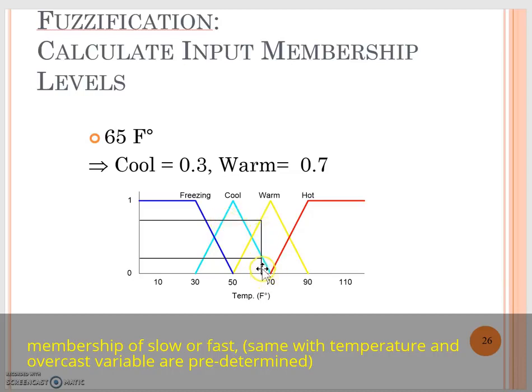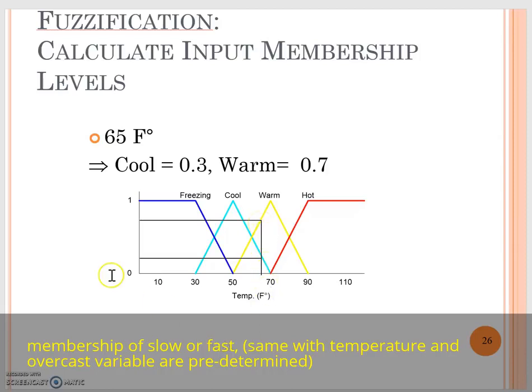We can see that this line intersects with cool, the blue line, as well as with warm, the lime green line. It intersects with cool at 0.3, and it intersects with warm at 0.7. So for the degree of membership function, we can say it belongs to cool at 30% membership and 70% to warm temperature.